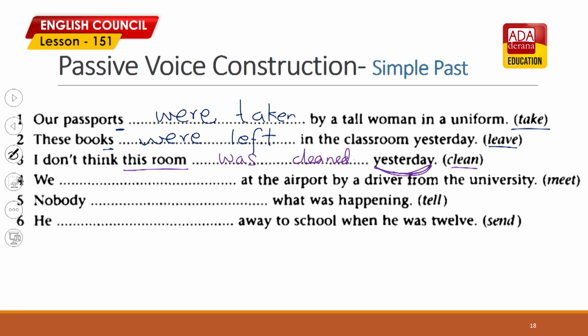Subject, verb, object, your simple sentence structure, right? Okay. Number 4. We blank at the airport by a driver from the university. Meet. Meet, what is the past participle? Met. So, we were met. We were met at the airport by a driver from the university. Of course, if you know who met you, you can simply say, a driver from the university met us at the airport.